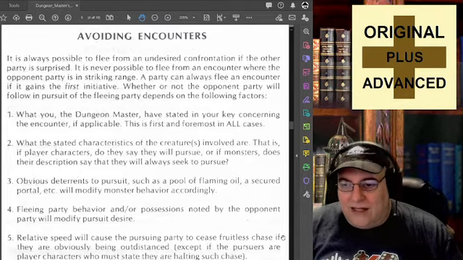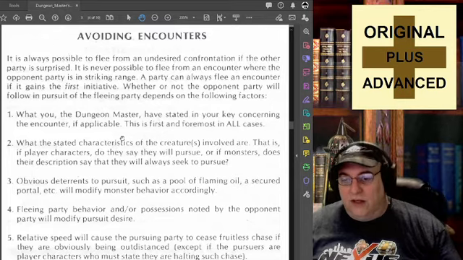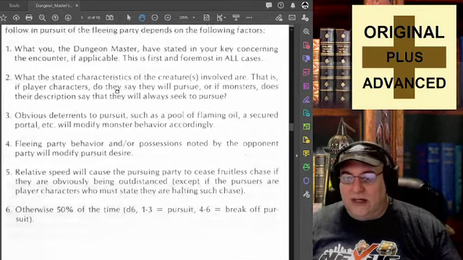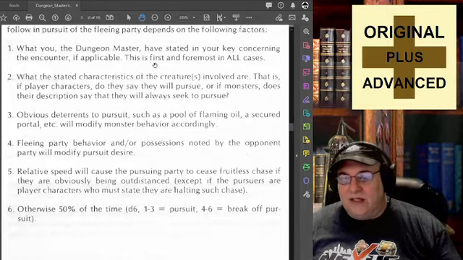Whether or not the opponent party will follow in pursuit of the fleeing party depends on the following factors. Number one, what you, the Dungeon Master, have stated in your key concerning the encounter, if applicable. This is first and foremost in all cases.